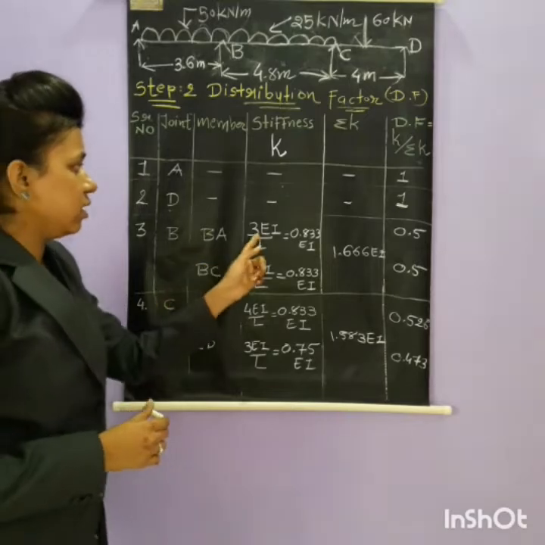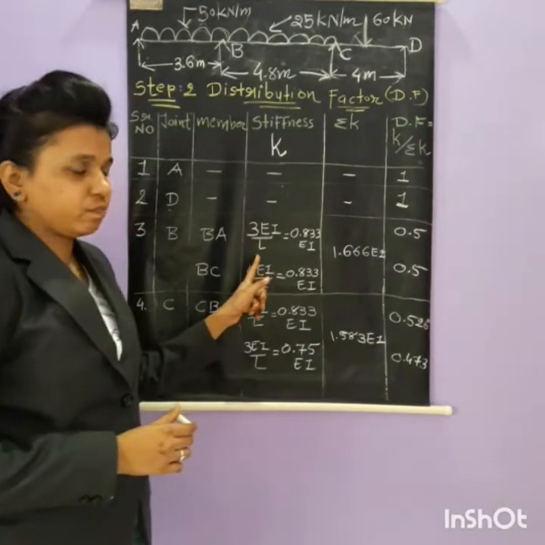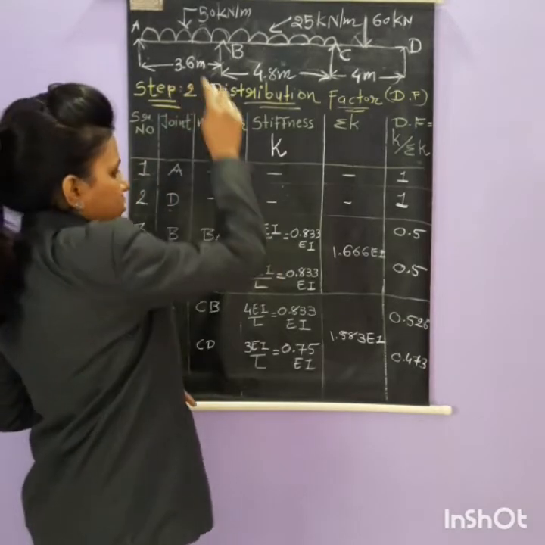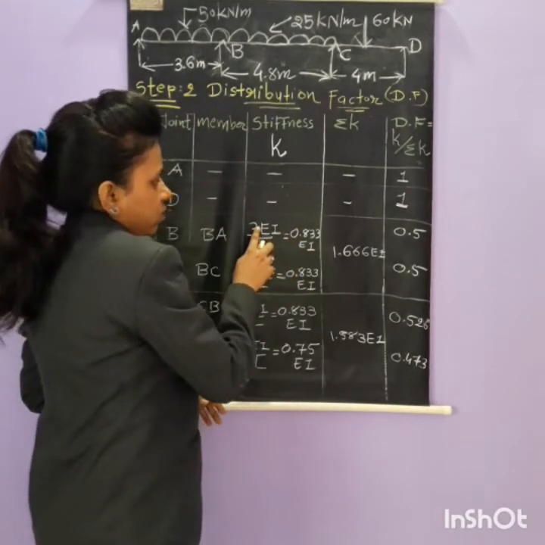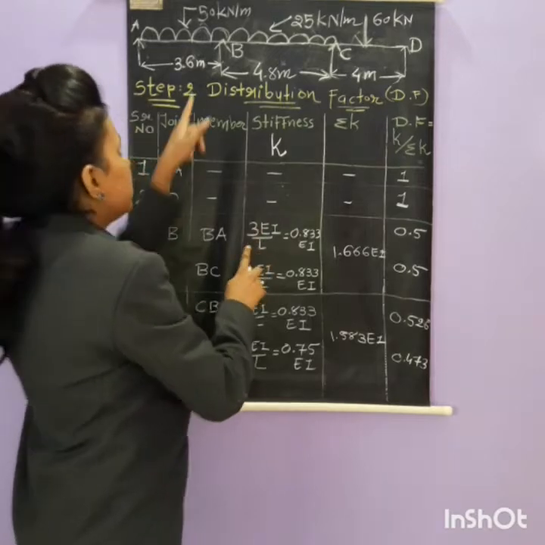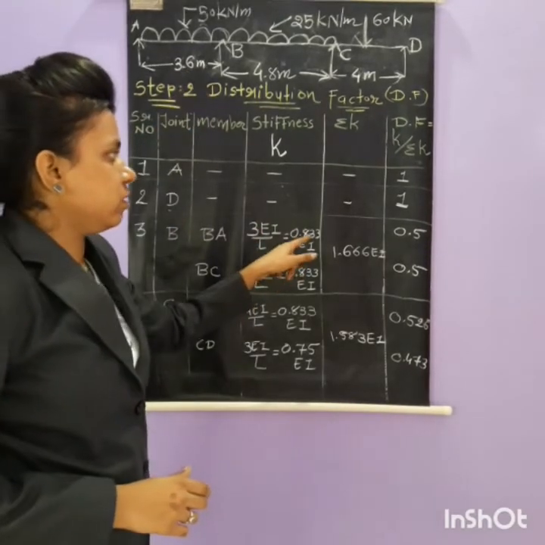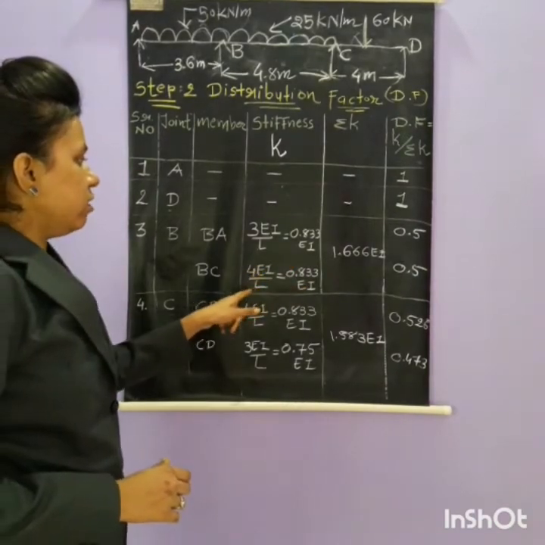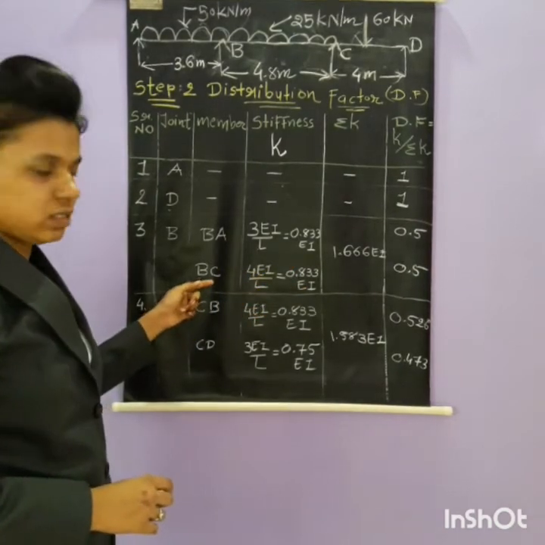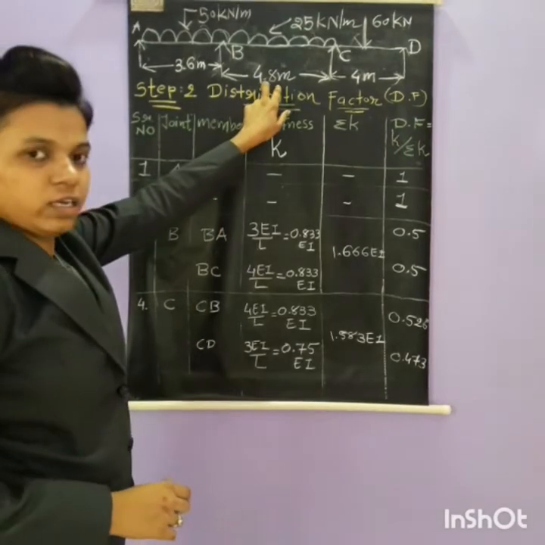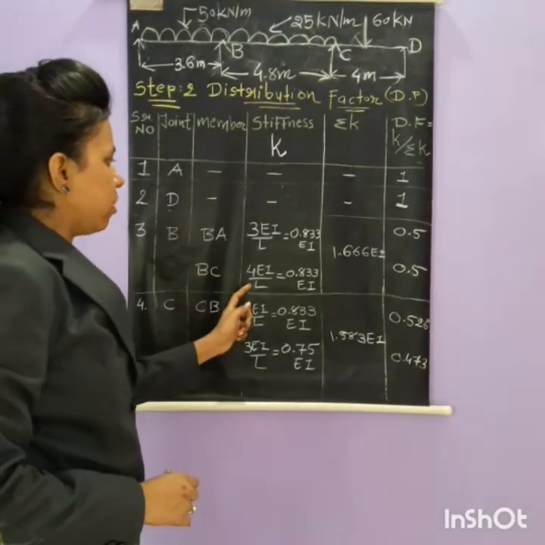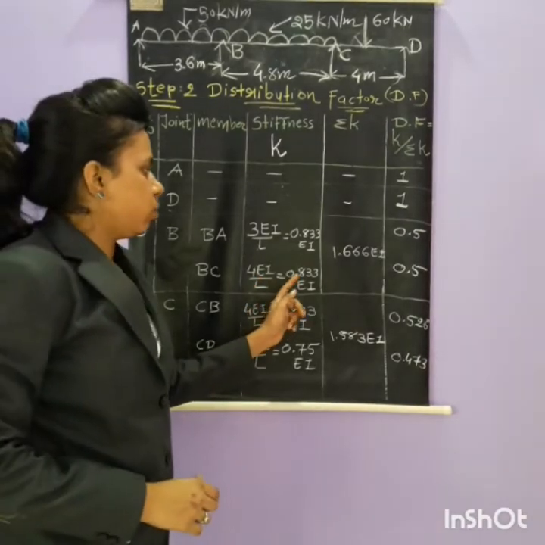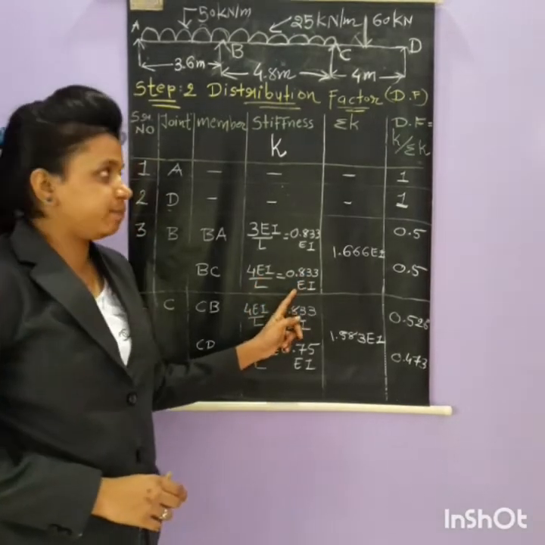Now BA is 3EI divided by L, where L is equal to 3.6. Calculate 3 divided by 3.6. Answer will be 0.833 EI. Next is 4EI divided by L for span BC. L is equal to 4.8. Now 4 divided by 4.8 EI. Answer will be 0.833 EI.